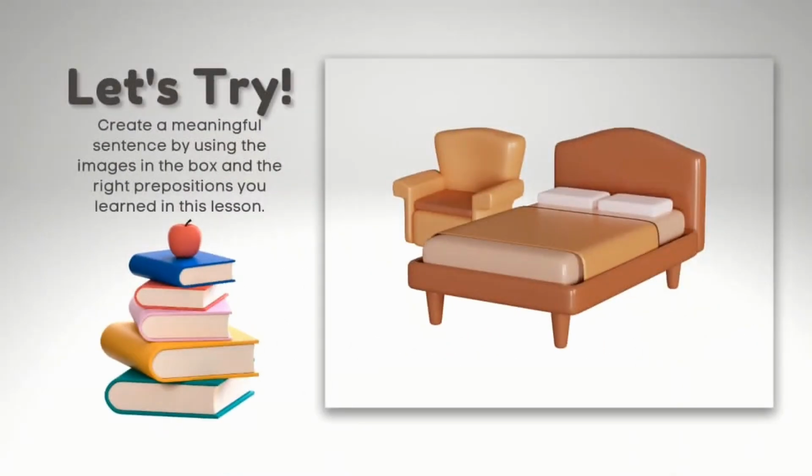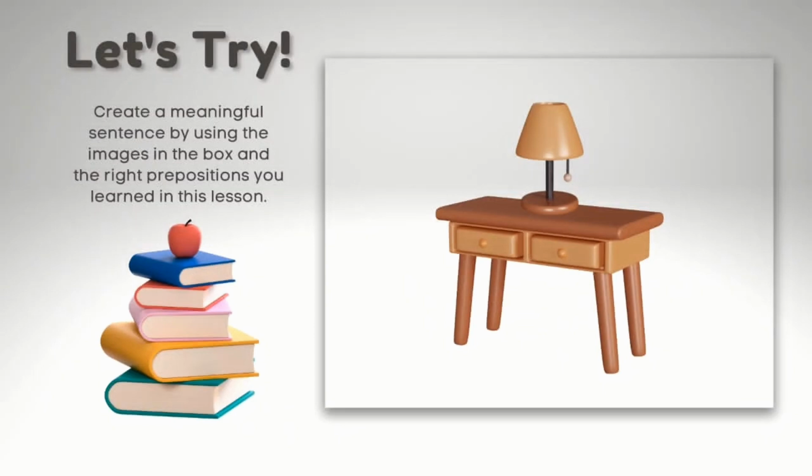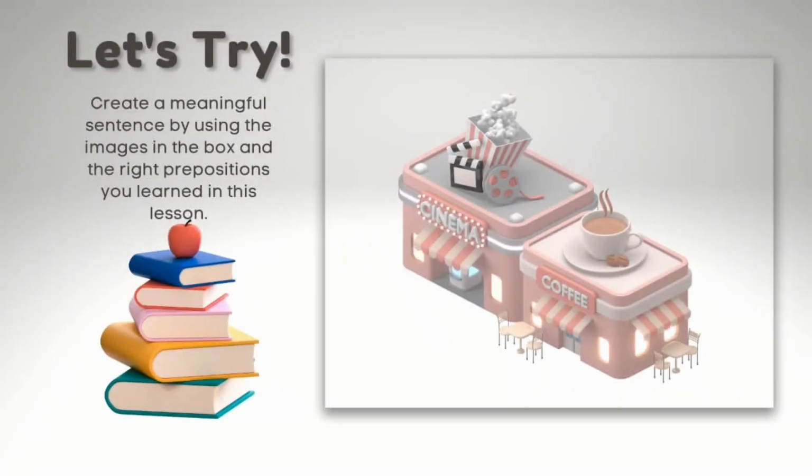Now look at the chair and look at the bed. What can you say about the chair and the bed? You will say the chair is beside the bed. That is a preposition of place. Another example, the lamp is on the table. That's another example. Okay, now the chairs here are beside the restaurant.